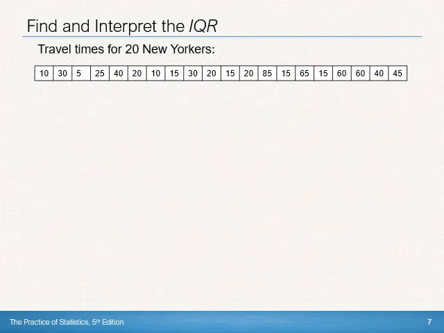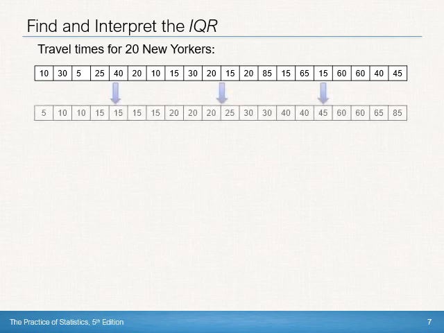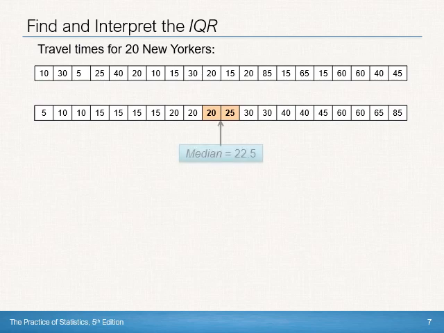All right, so let's find and interpret the interquartile range for our 20 commute times. First thing we want to do is order the data. And then we want to find the median. And again, this was 20, an even number of data, so there is no middle value. If you remember, it's the average of 20 and 25, or the mean of 20 and 25. So 22.5 is the median of our data.